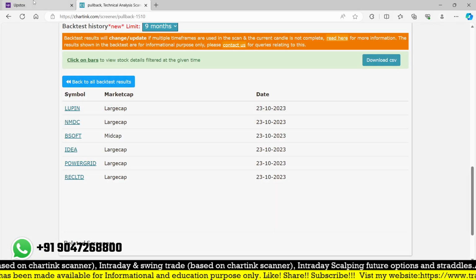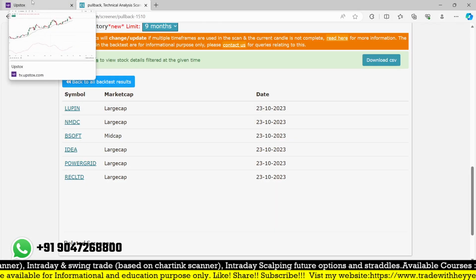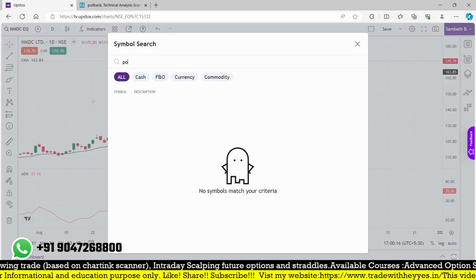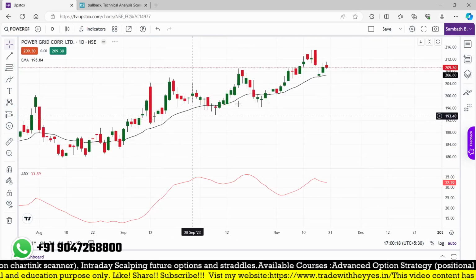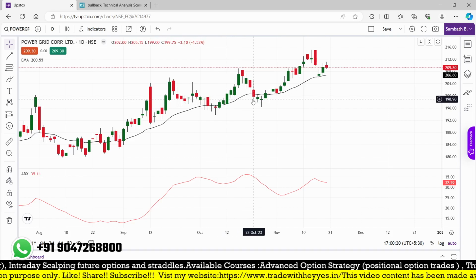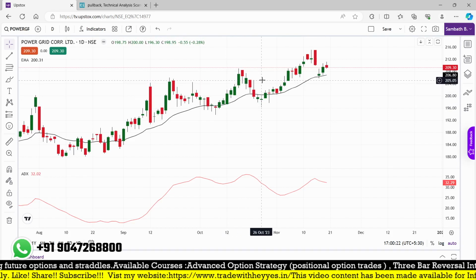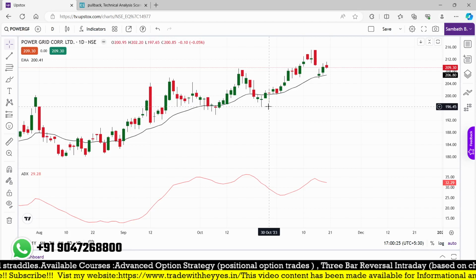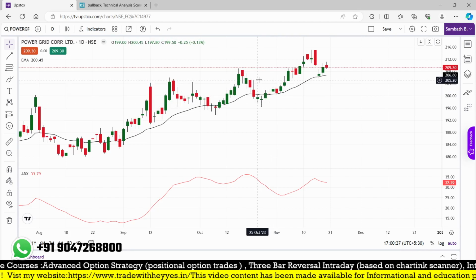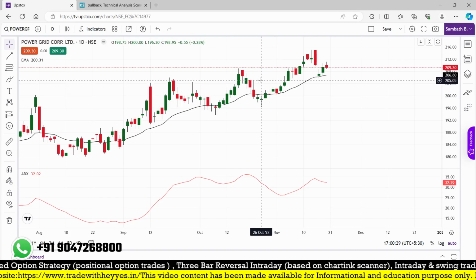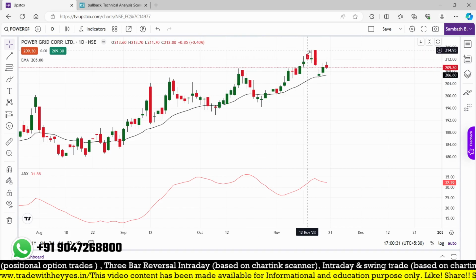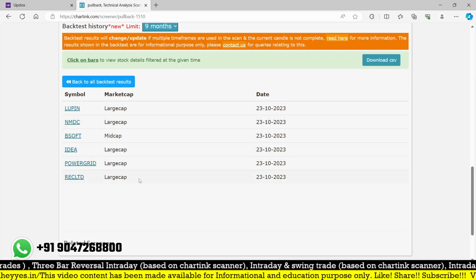And NMDC is a very low value stock. Power Grid, and again Power Grid on the same day, 23rd, maybe this, and that high is not broken and is making a very small low, and that would be broken, and now it is moving higher, and it went up to 240. That also works better.